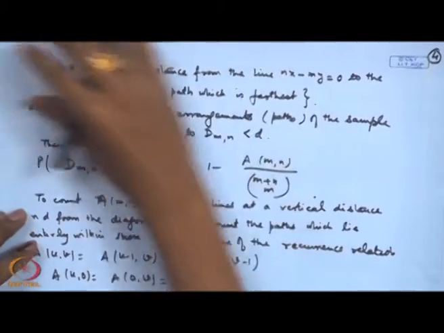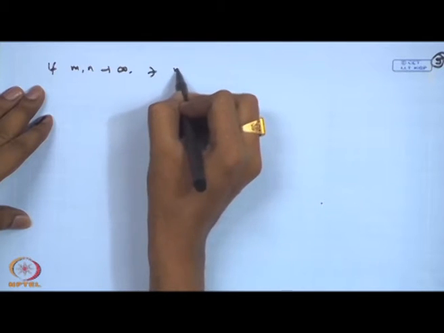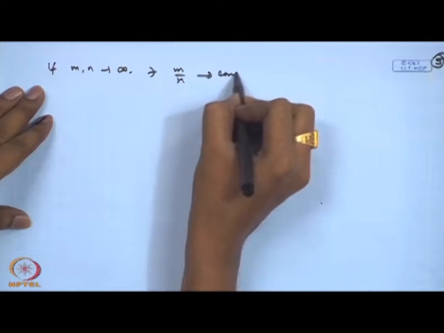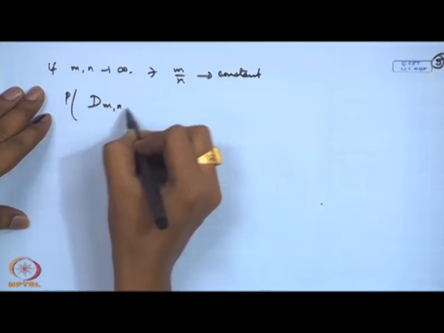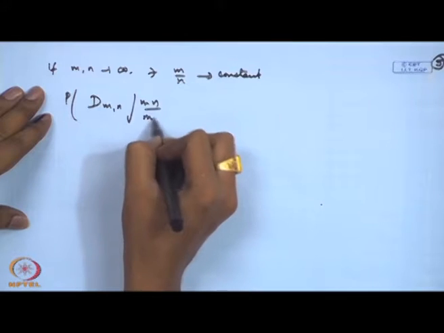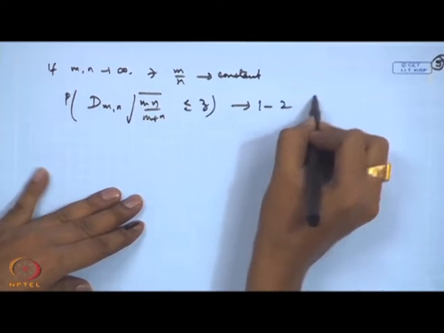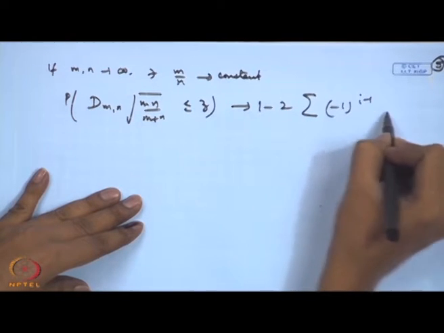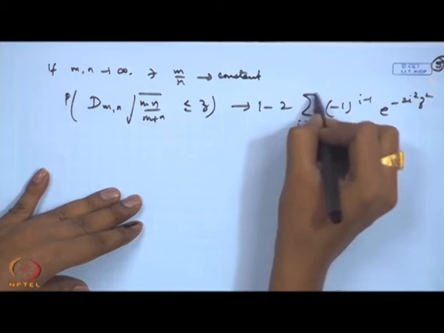Let us also consider this. If m, n tend to infinity such that m by n goes to a constant, then the probability that D_mn times root mn by m plus n is less than or equal to z converges to 1 minus 2 times the sum of (-1)^(i-1) e^(-2 i^2 z^2), i equal to 1 to infinity.